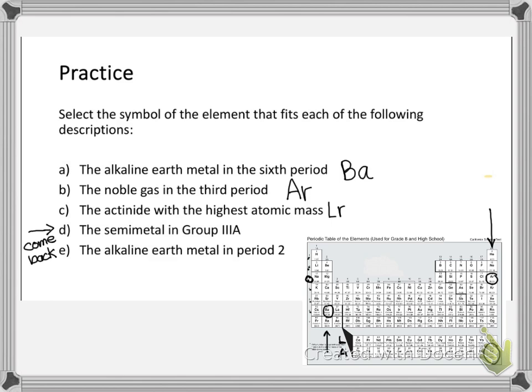And then the alkaline earth metal in period 2. So alkaline earth, again, is the second column. So period 2 would be 1, 2, so it would be beryllium.